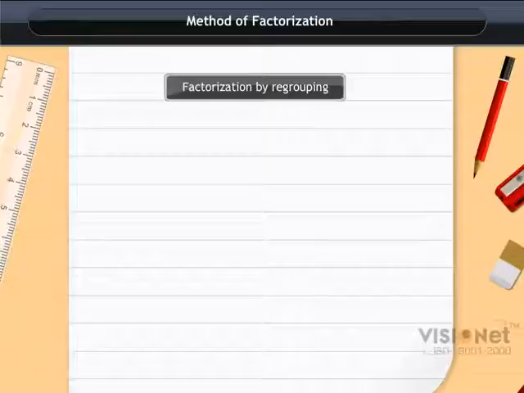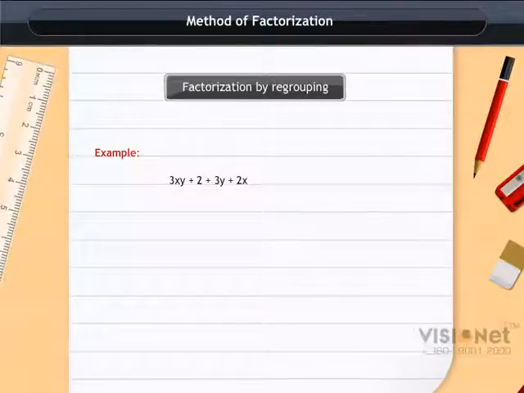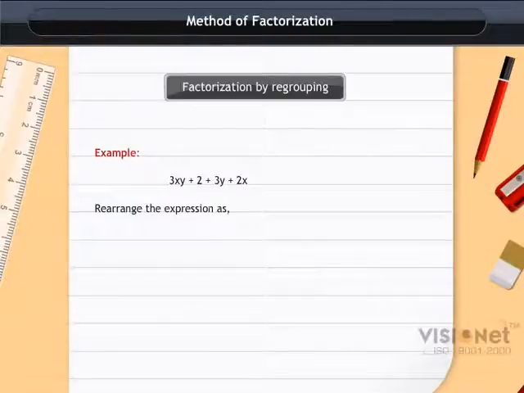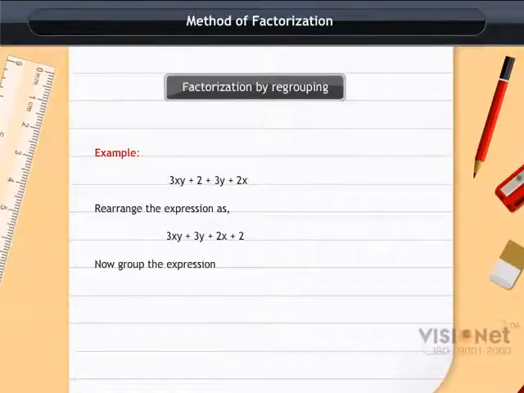Factorization by regrouping. Consider the expression 3xy + 2 + 3y + 2x. It will not be easy to see the factorization in this case. So, we rearrange the expression with like terms, that is 3xy + 3y + 2x + 2. Now, group the expression, that is (3xy + 3y) and (2x + 2). This formation of groups by rearranging the expression is known as regrouping.